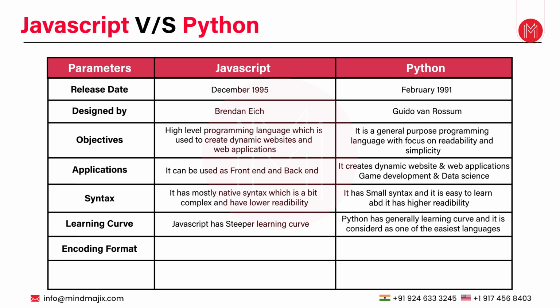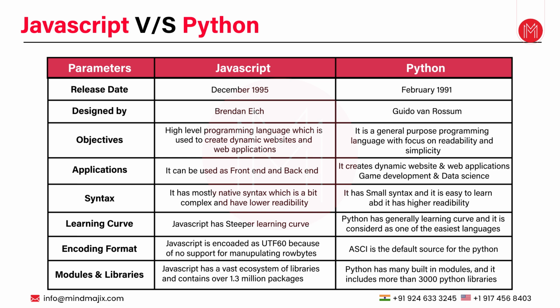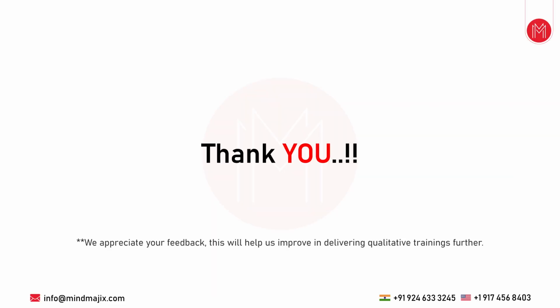Now if you talk about the encoding format, JavaScript is encoded as UTF-16 because of no support for manipulating raw bytes. And in Python, ASCII is the default source code encoding. The next point is modules and libraries. JavaScript has a vast ecosystem of libraries and contains over 1.3 million packages. Whereas Python has many built-in modules, underlying attributes, and it includes roughly around 300,000 Python libraries.